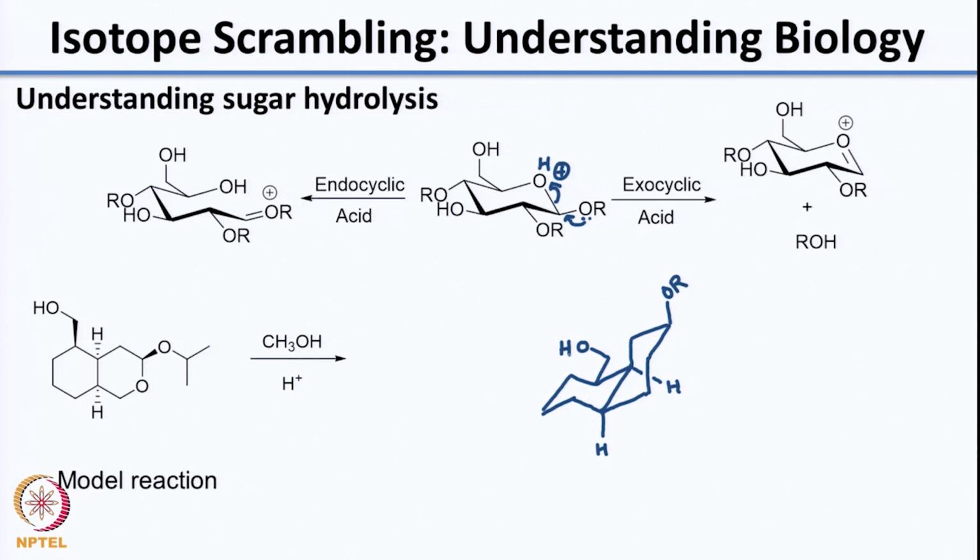Now, this was chosen as the model reaction. I am missing an oxygen here. So, now let us try to write the mechanism for this reaction using our model reaction. Here we are doing the endocyclic as well as exocyclic hydrolysis in the presence of methanol.